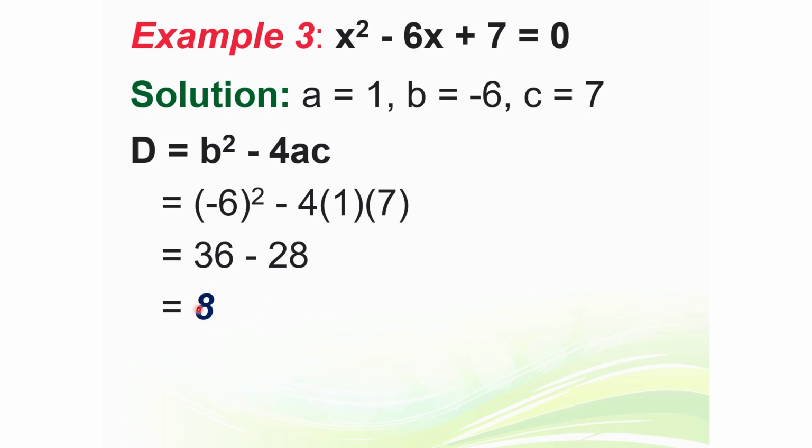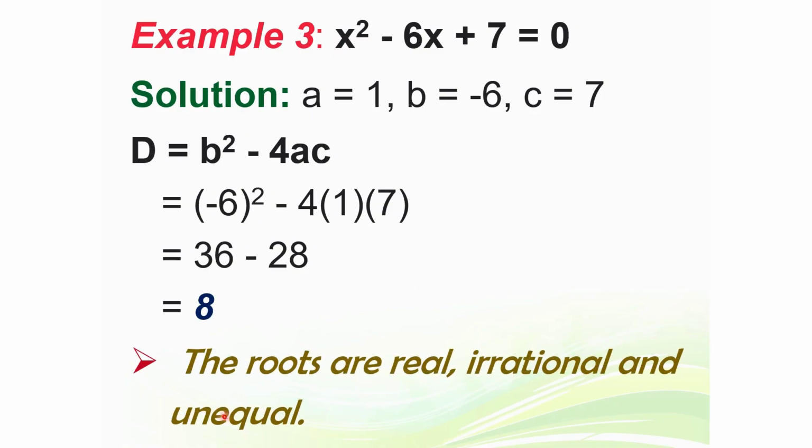Because 8 is greater than 0 but not a perfect square. When we say not perfect square, it has no exact square root. So, what will be the nature of the roots? The nature of the roots is that the roots are real, irrational, and unequal. So, the roots are irrational when the discriminant is not a perfect square.